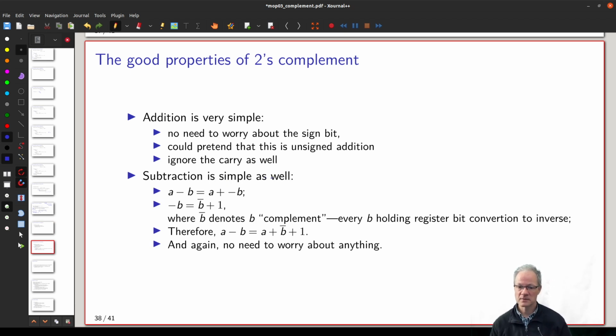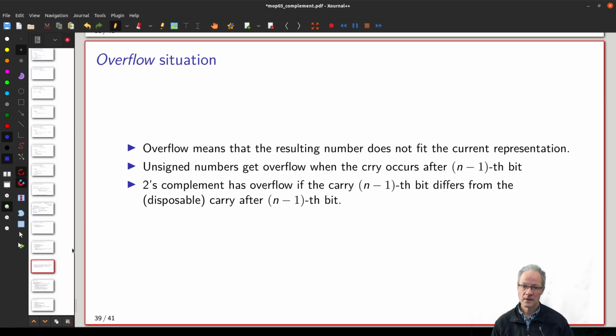The subtraction is just as simple, not to worry about anything. We just do it the usual way. The overflow is a little bit trickier. How could you get an overflow? If we did plus 1 and minus 1, using just 4 bits now, this is 0001 and 1111. Then the result was 0000 and 1 here, so there was a carry. Carry is 1. But there is no overflow. Everything is fine. We got 0, even though there was a carry. For the unsigned, that would be an overflow.